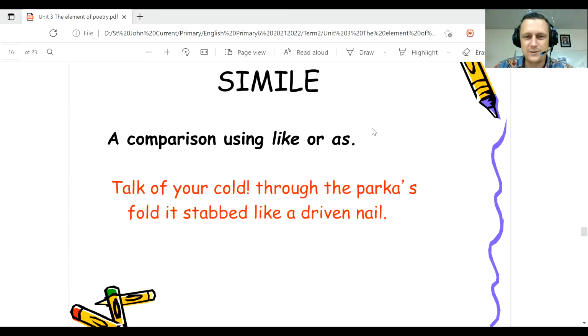Okay. A comparison using like or as, not double S. Okay. Simile. That's what it's called. It is as white as snow, or he looked as pale as a zombie, or she was as beautiful as a mayflower, or he was as dangerous as a shark. But sharks are not that dangerous, actually. I shouldn't have said that. Too many sharks are being killed already, so humans are the dangerous ones. But never mind, that's a discussion for a different time.